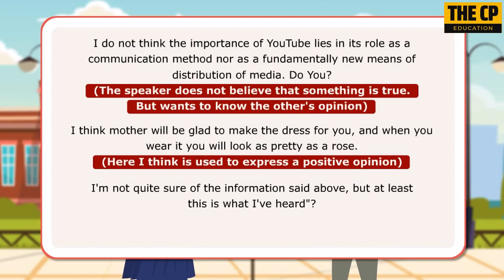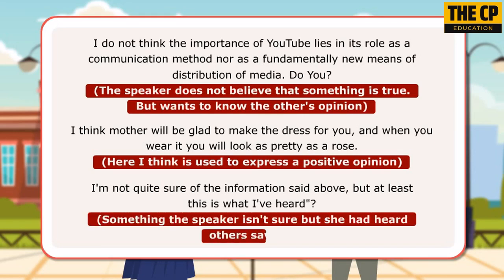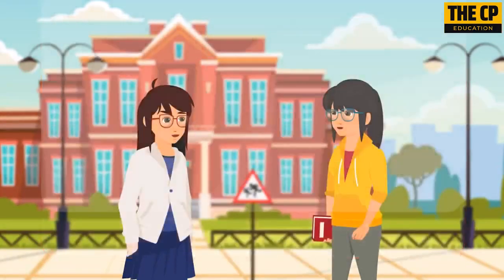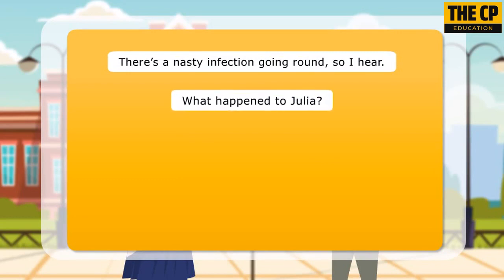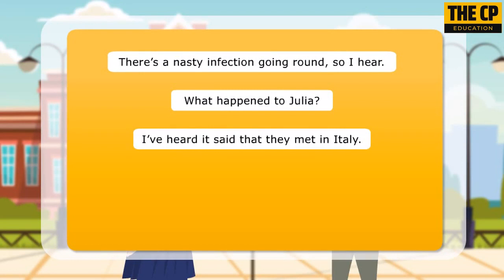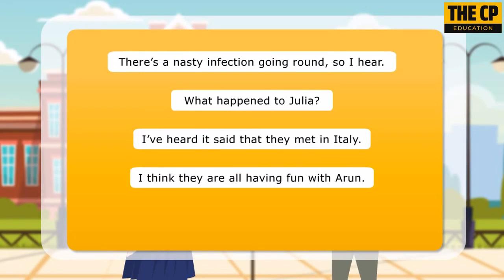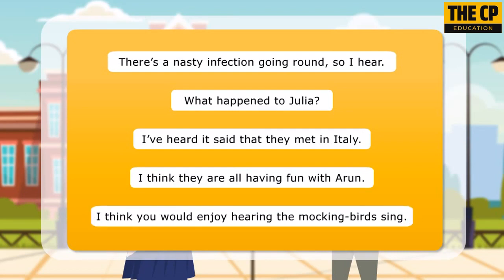I'm not quite sure of the information said above, but at least this is what I have heard. Here the speaker isn't sure, but she had heard others saying it. Here are some more examples. There's a nasty infection going around, so I hear. What happened to Julia? I have heard it said that they met in Italy. I think they are all having fun with Arun. I think you would enjoy hearing the mockingbirds sing.